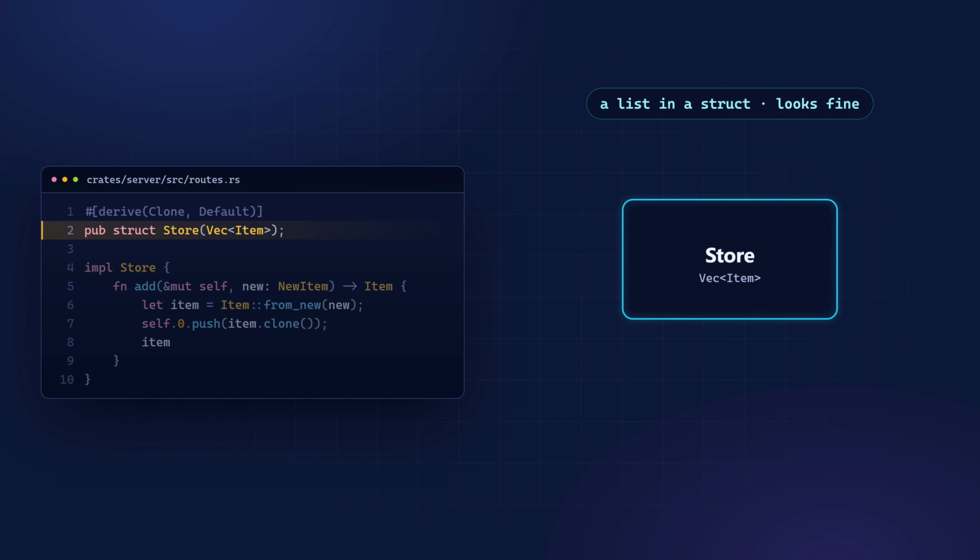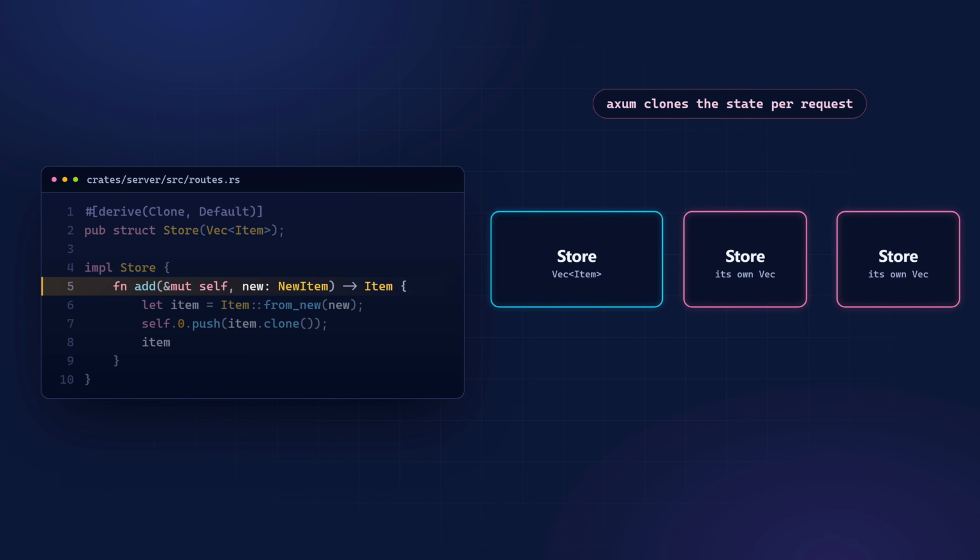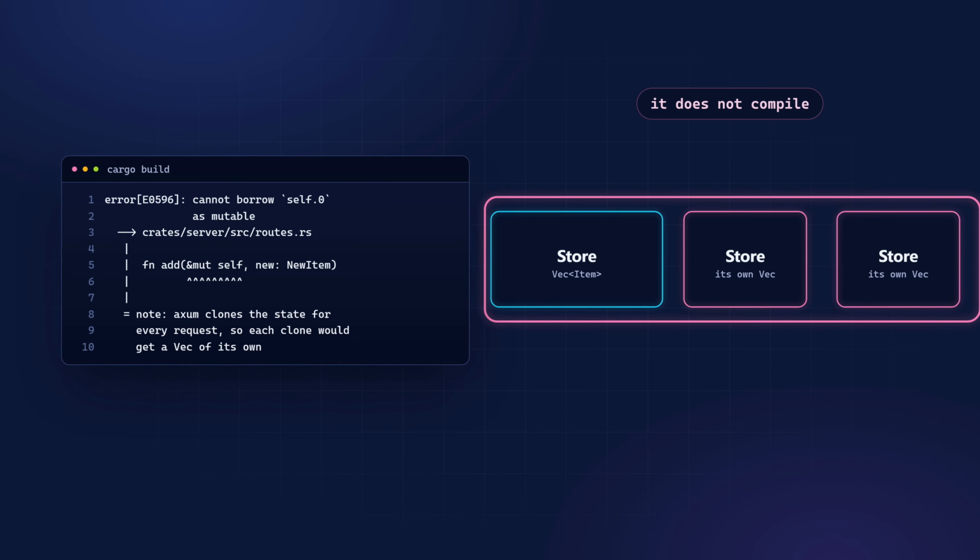Next up is the data store. Write it naively, it looks perfectly fine. But the Axum framework clones state per request. Every clone gets its isolated list. Save an item right here and it goes missing there. Data ghosts you. Luckily, it does not actually compile.